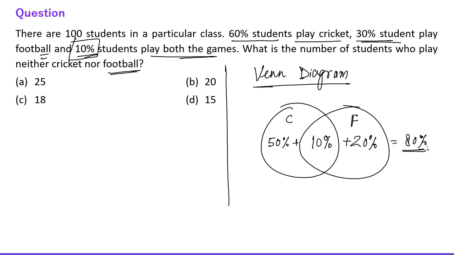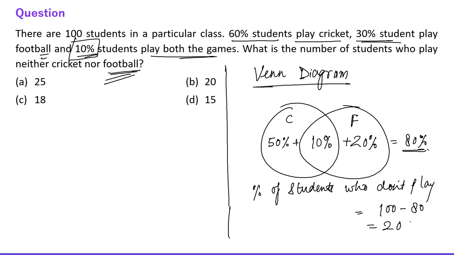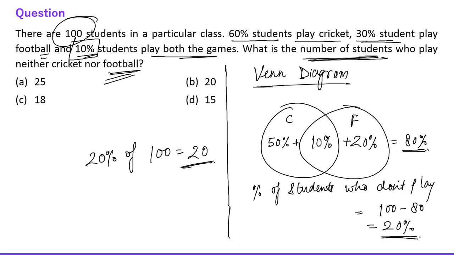Okay. So percentage of students who don't play anything is equal to 100 minus 80. So this is 20%. So 20% students don't play any game, right? But here the question is asking what is the number of students, right? There are total 100 students. So 20% of 100 we need to find. So this is obviously 20, right? So the correct answer is 20 students. B option is the correct one, right, everyone? So now let's talk about the next question.